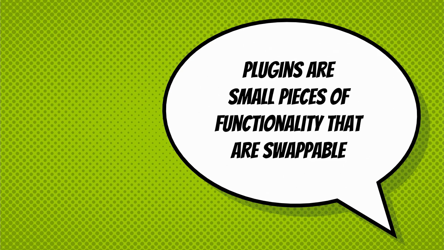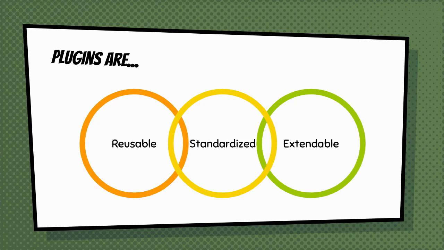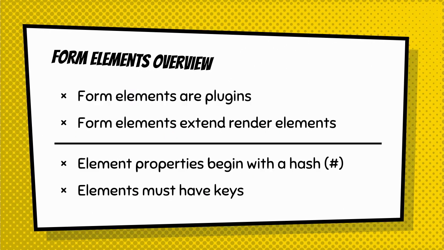So form elements are plugins. I think that's really important. That render array goes into a plugin that then processes it. And form elements just extend standard render elements, because they can take an input. On the Drupal site, an example of a render element would be the messages displayed at the top of the page, called status messages. And a little note about elements: they have properties that begin with a hash, and every element in forms must have a key.